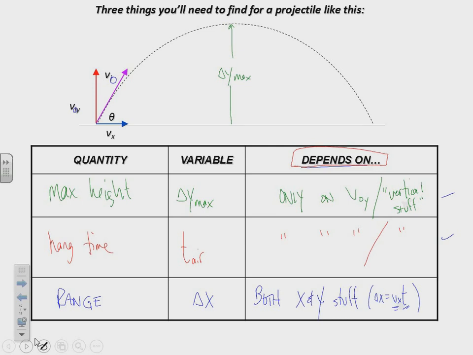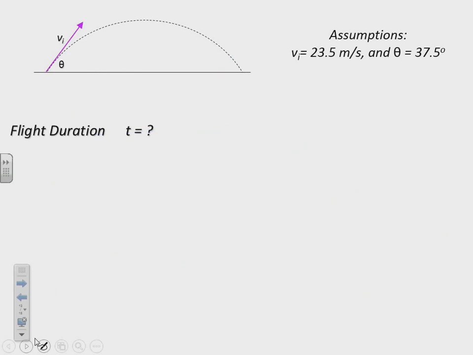Let's look at a couple of examples. Remember, here's our vector delta X. We can't draw time in the air, right? It's not a vector. So, I made you some assumptions here, arbitrarily. Let's say this thing is shot at an initial velocity of 23.5 meters per second, and a launch angle of 37.5 degrees, and we want to figure out how long it spends in the air. Well, you better get used to that if you're not already. Okay, what do we know?